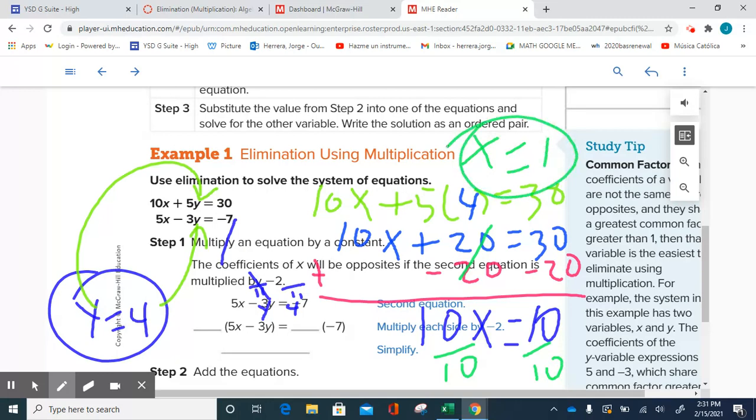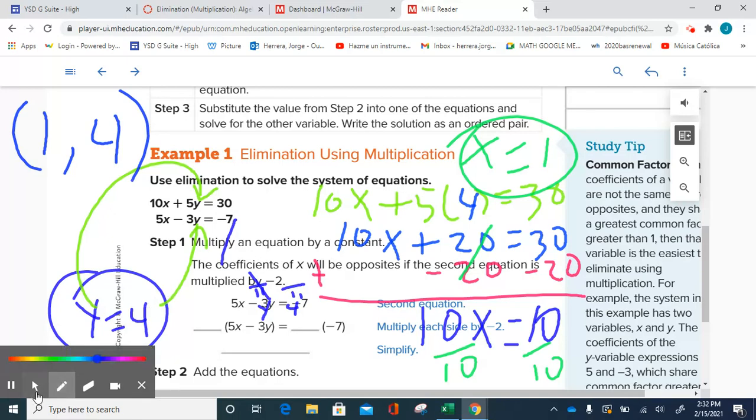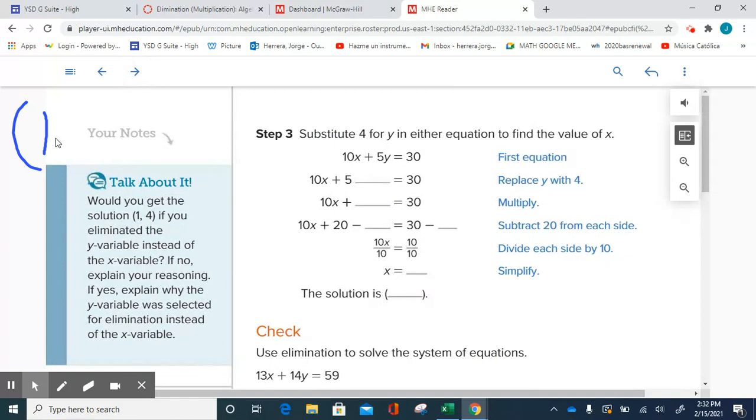So we need to put this answer in alphabetical order. x goes first, so that goes in there, and then y is 4. So if we were to actually graph this, guys, that will intersect at (1, 4). So x is 1, and 4 would be the next one right there. Okay, that's what you see in the next page. Let me see if they follow with this until you get this answer, and then we find that just like that.